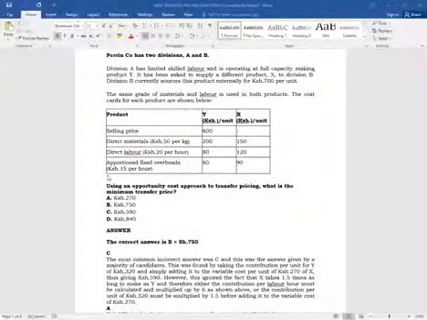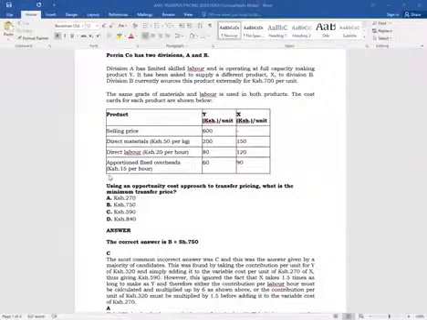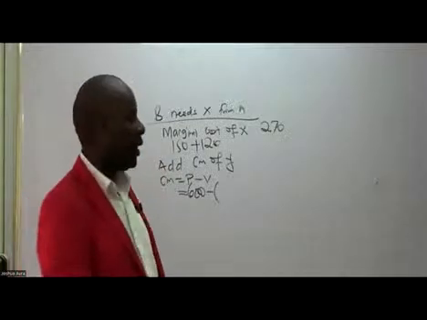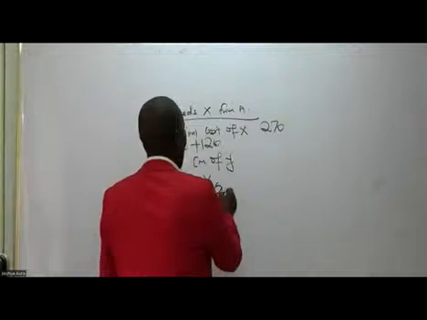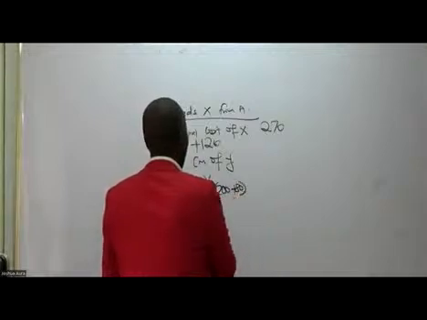So what do we have here as the variable cost of Y? You can see there are two of them. We have materials, 200, and labor, 80. So 200 plus 80 gives me how much here? 280.